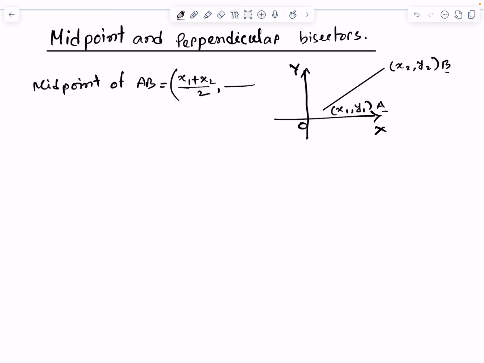So this is the x coordinate and this is the y coordinate. So x1 plus x2 divided by 2, y1 plus y2 divided by 2. So that's the thing, the midpoint of a line segment with endpoints x1, y1 and x2, y2, which I named A and B, is x1 plus x2 divided by 2, y1 plus y2 divided by 2.